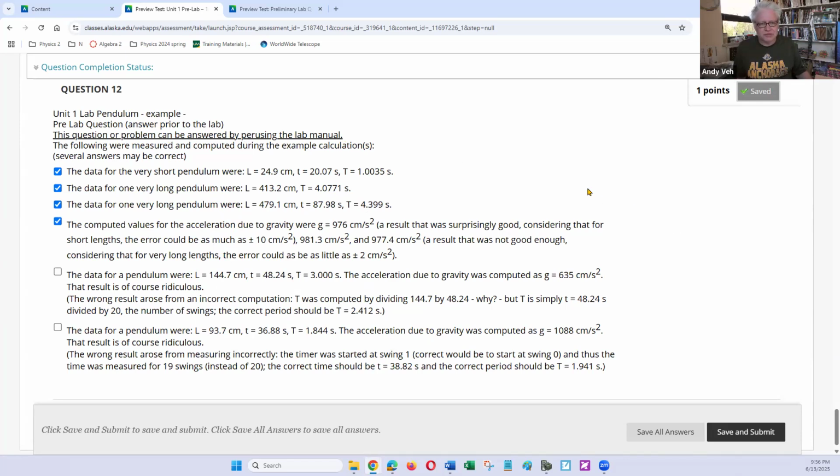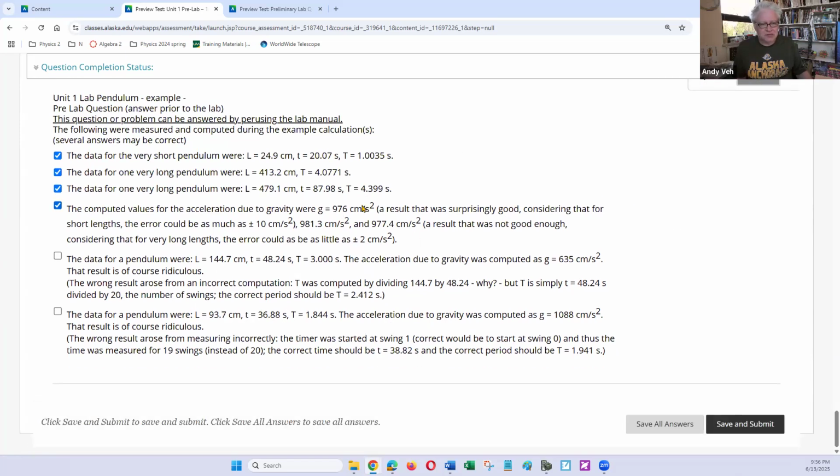You should come across these numbers. Notice also that I came up with pretty good results: 976, 981.3, 977.4. You ought to do just as well because this is a really accurate experiment. So that's pre-lab 1.